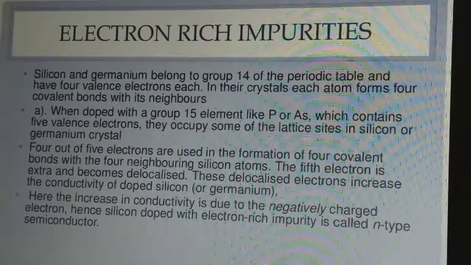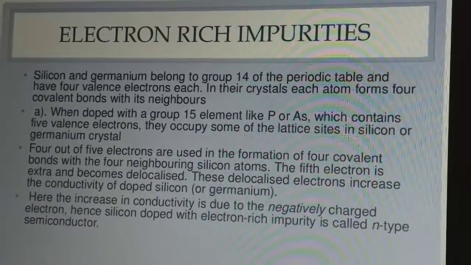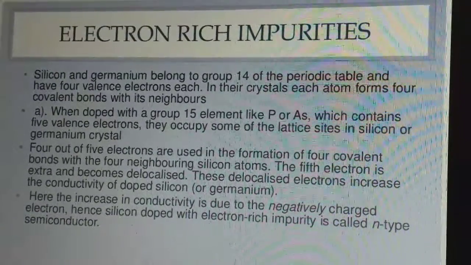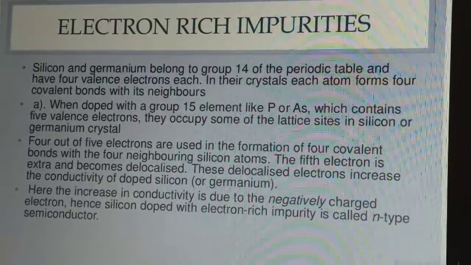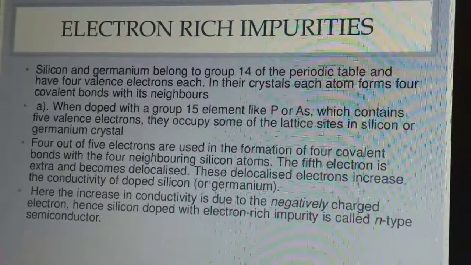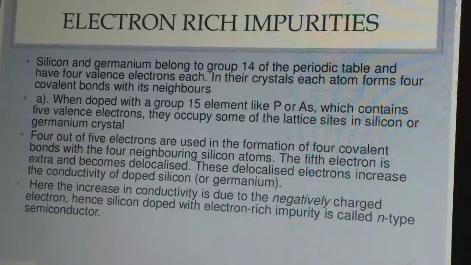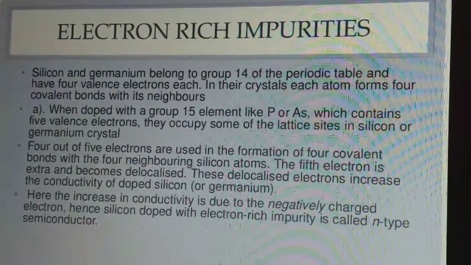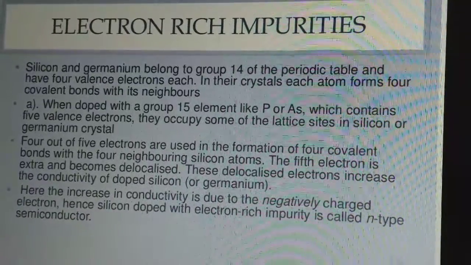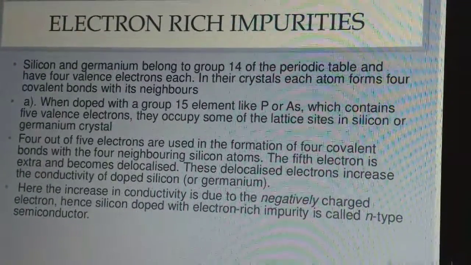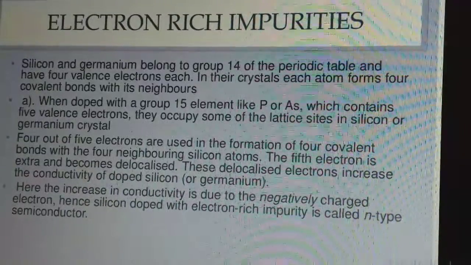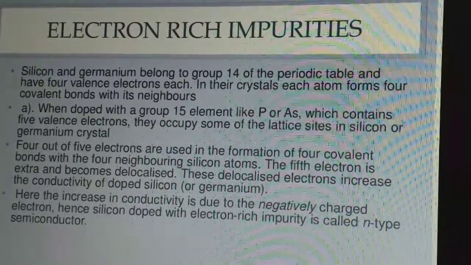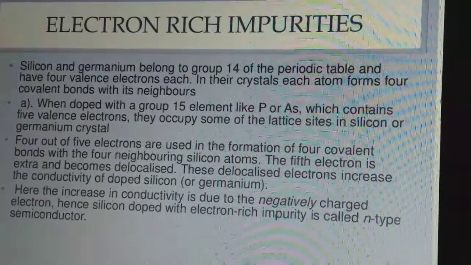And when doped with a group 15 element like phosphorus or arsenic, which contains 5 valence electrons, they occupy some of the lattice sites in silicon or germanium, and 4 out of 5 electrons are used in the formation of 4 covalent bonds with the 4 neighboring silicon atoms, and the 5th electron of phosphorus or arsenic is extra and it is delocalized. These delocalized electrons increase the conductivity of the doped silicon or germanium. Here the increase in conductivity is due to the negatively charged electron. Hence the silicon doped with an electron rich impurity is called an N-type semiconductor.